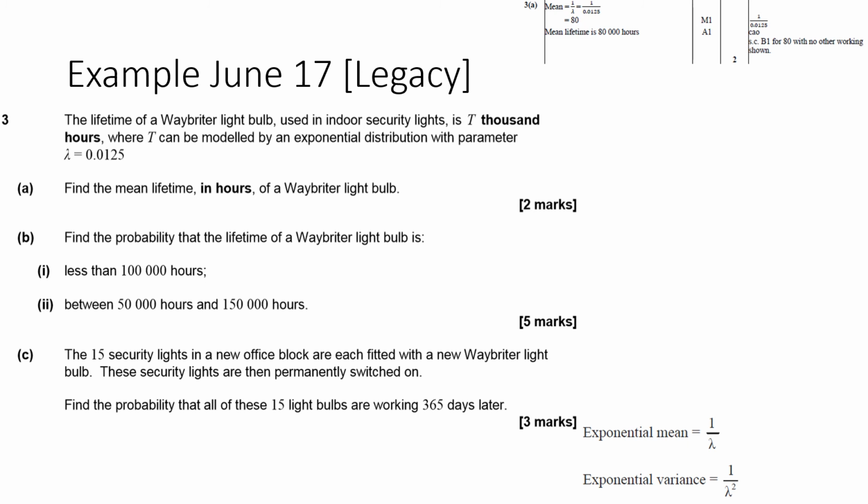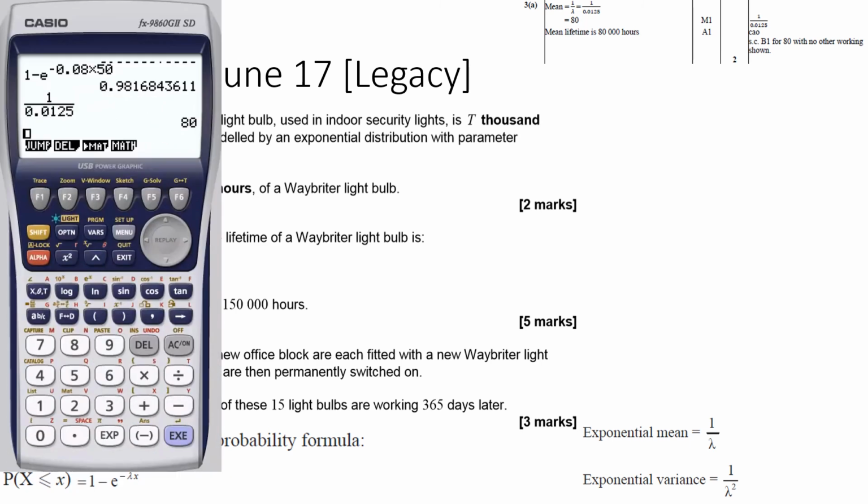Less than is the correct way round. So on the calculator, we're going to use this formula, 1 minus, because it's a less than. Less than or equal to, it doesn't matter because equals is impossible because of the continuous nature. So 1 minus e to the minus 0.0125, because that's lambda, times by t, or x, in this case 100. So let's have a look at the calculator.